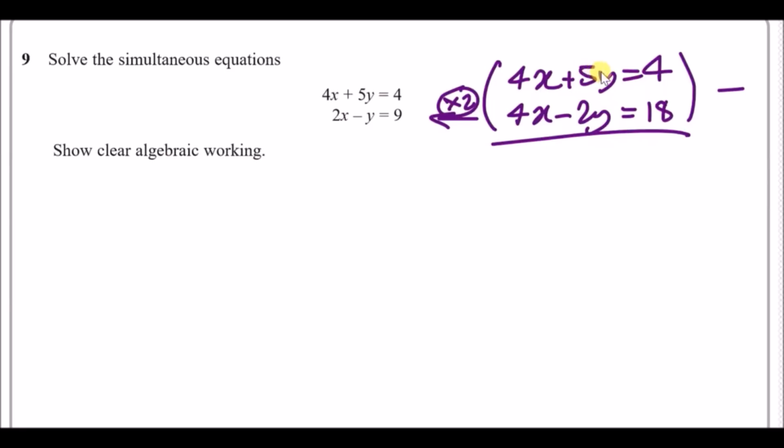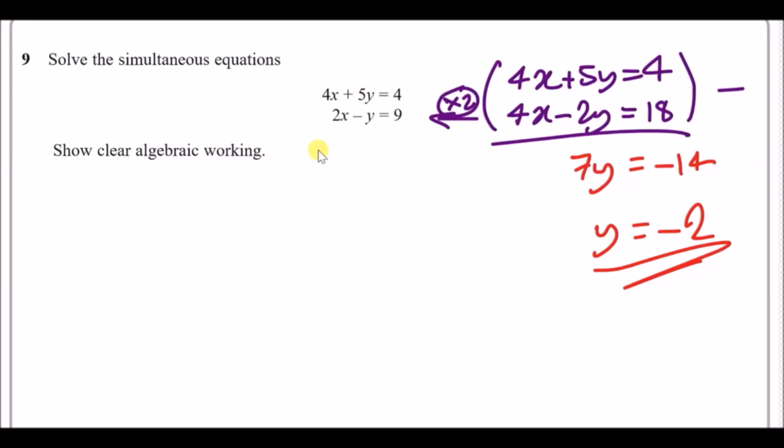Then you got 5y minus 2y, so that's a double minus, so it's a plus. So 5y plus 2y is 7y. And then 4 take away 18 is minus 14. Yeah, and then this is easy now. Find y, divide by 7, you get minus 2. Done. Now in order to find x, well, just pick any of these 4 equations.